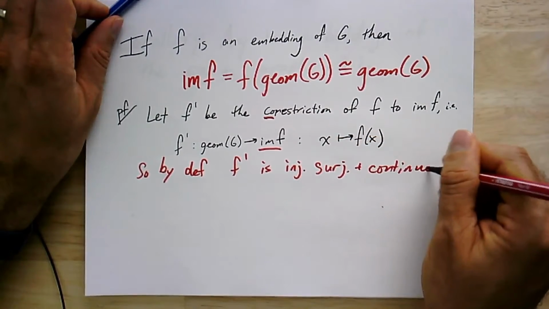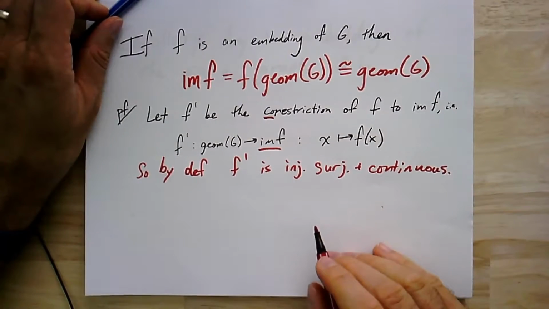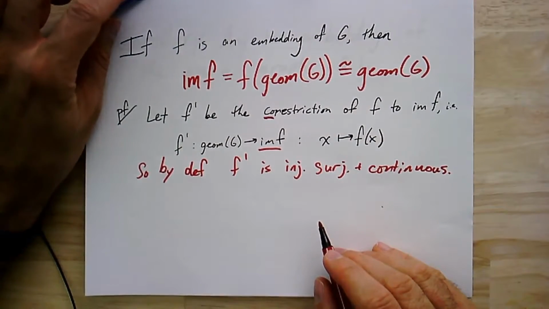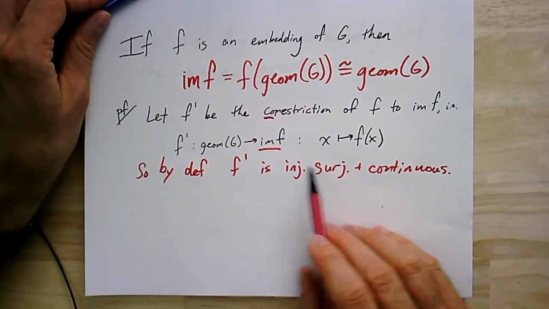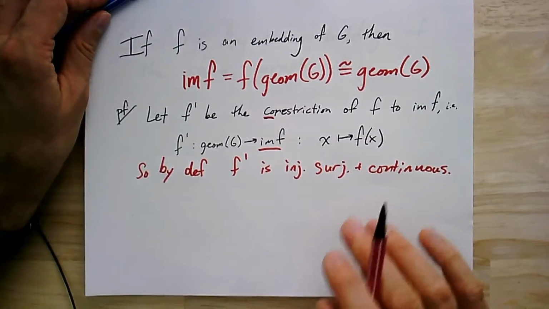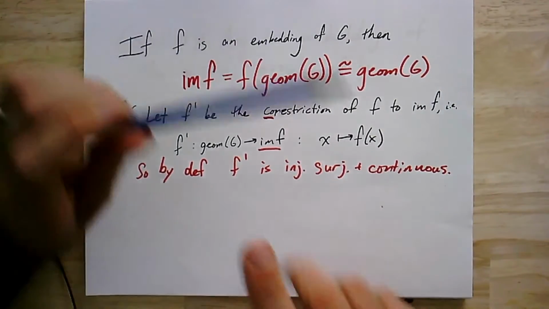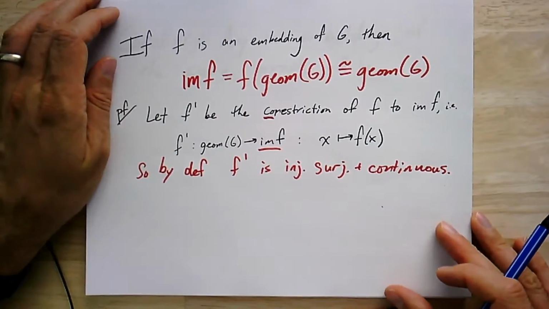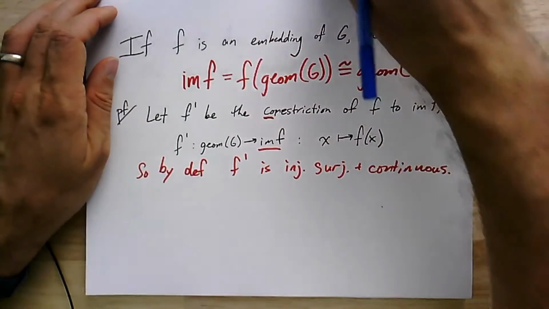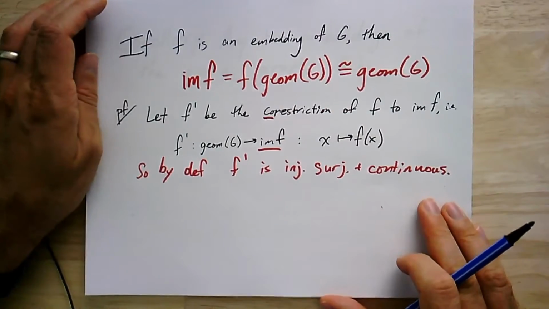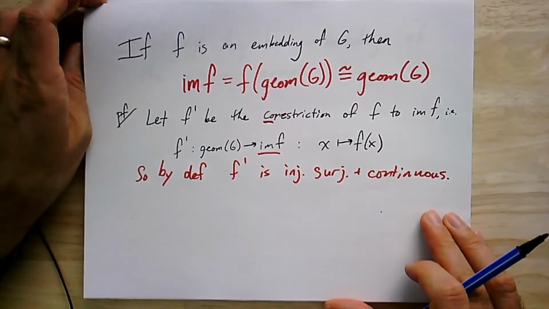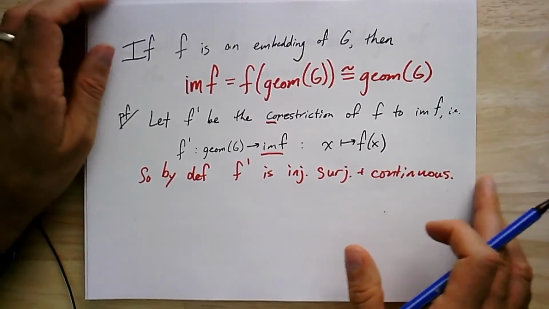Now, you might hope that that automatically means that it's a homeomorphism, and in fact it does, but I have to highlight the fact that this is not an obvious fact, and it's not true in all topological spaces.